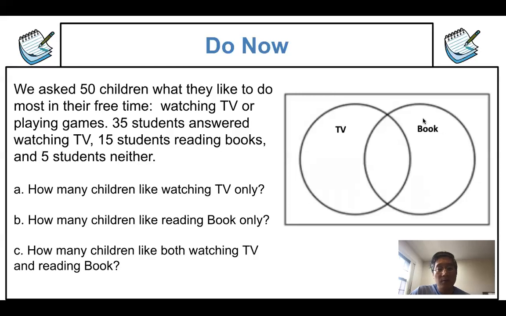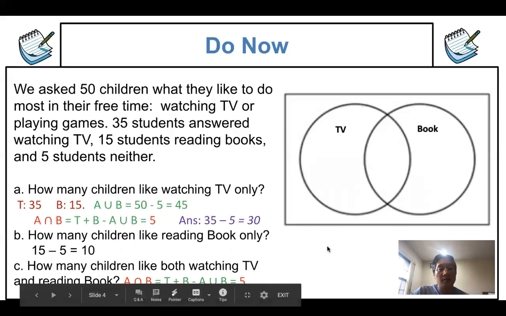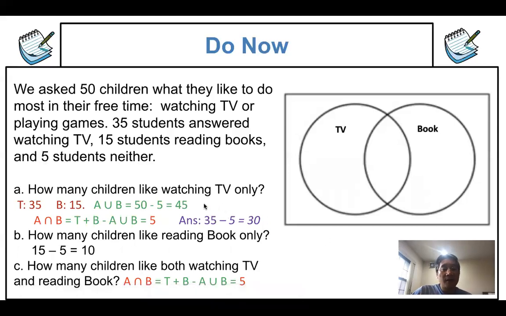Does it make sense to you? So A union B is 50 minus 5, right? That will be 45. So you can answer this now. So first we need to find out A union B is 50 minus 5. But now you understand why. So total is 50. And if you subtract the 5 outside, then you will have only this union, TV or book, right? The circle in the Venn diagram. So 45 we find out.